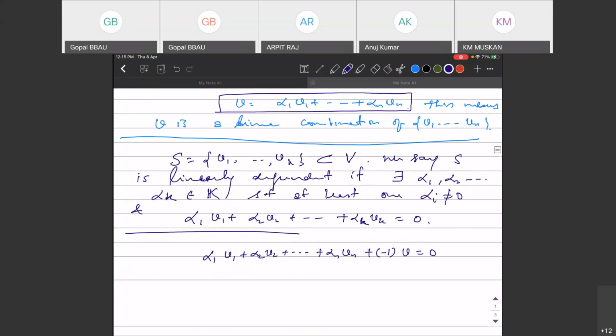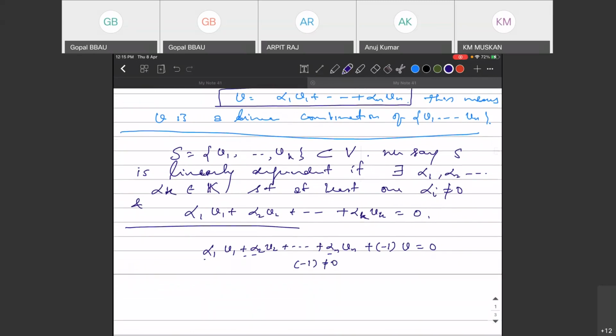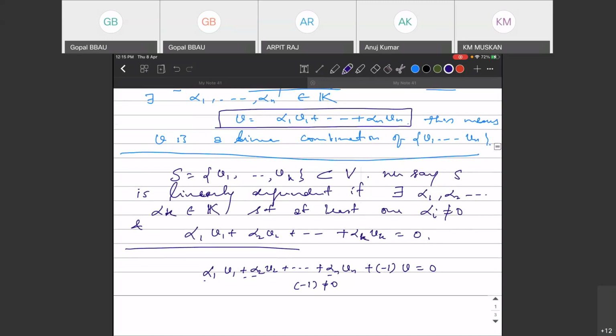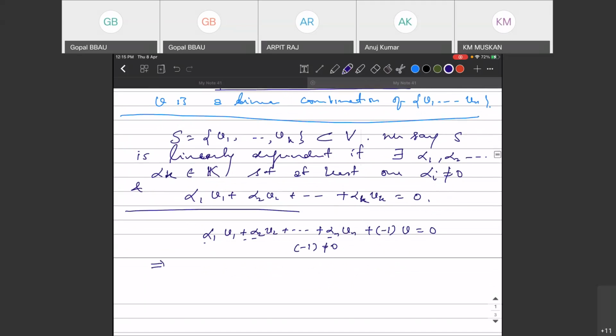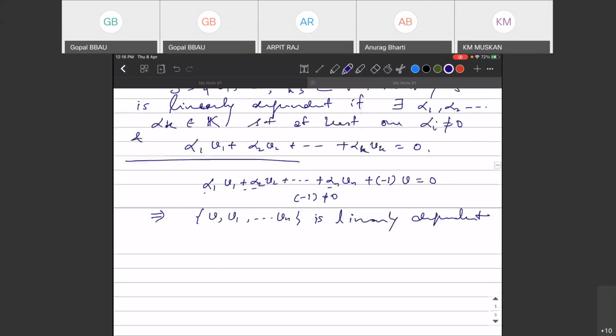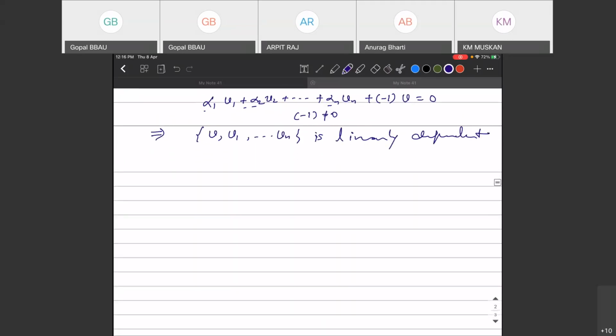So we do not know whether these alphas are 0 or not, but surely we know that this minus 1 is non-zero. This means if V can be written as a linear combination of V1, V2, Vn, then the set V, V1, V2, Vn is linearly dependent. Okay, correct? So let's see how they look.